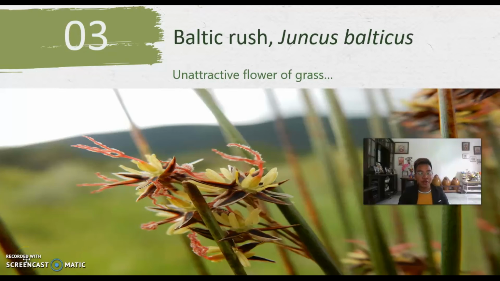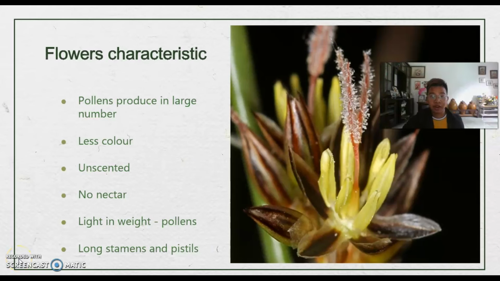Okay, the third flower that I'm going to talk about today is Baltic rush, or we call it Juncus balticus. Juncus balticus is a type of grass with an attractive flower. The Juncus balticus flower has several characteristics: the pollens are produced in large numbers. The flower also, as you can see, is less colorful, unscented, and lacks nectar production. The pollens are also very light, and thus the flower also has long stamens and pistils.